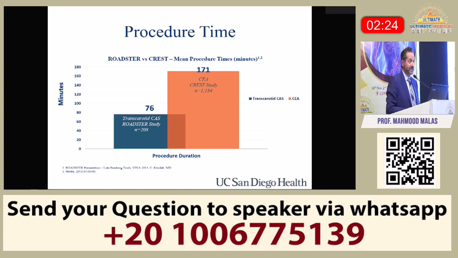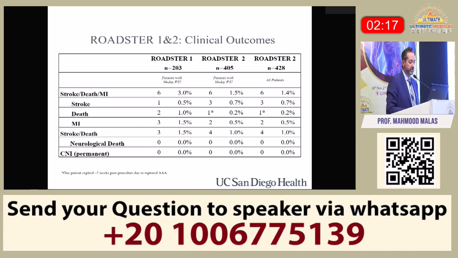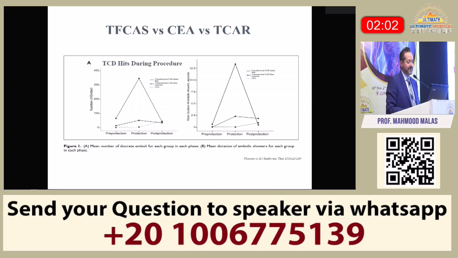The procedure time is less than half with TCAR compared to CEA. The clamp time is one third with the flow reversal. And this is the ROADSTER 1 and ROADSTER 2, the IDE study and post-approval study, showing the risk of stroke, death and MI to be 3% in ROADSTER 1 and 1.5% in ROADSTER 2. So pretty good outcome. But again, these are selected trials, selected patients.